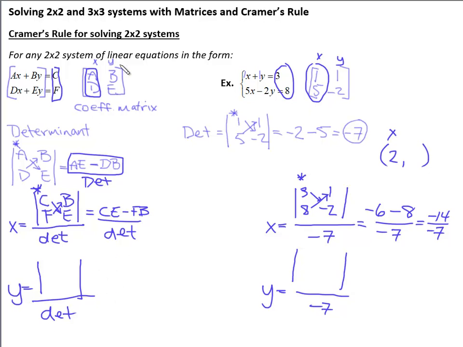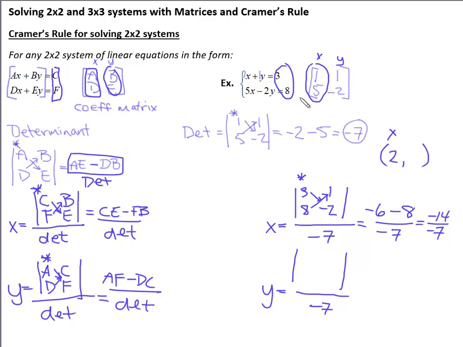And as you probably suspect, if we're solving for y, we're going to replace the y column with c and f. So we're going to replace the y column. So the x column from the original, in this case, was a and d. So a and d would stay the same. But instead of having b and e here, we're replacing them with c and f. We're replacing them in the y column. And again, if I do my determinant multiplying by my diagonals, I have a times f minus d times c over the determinant of my coefficient matrix.